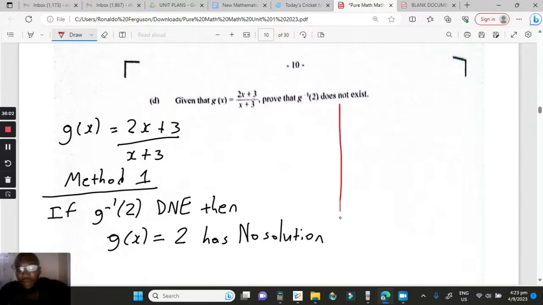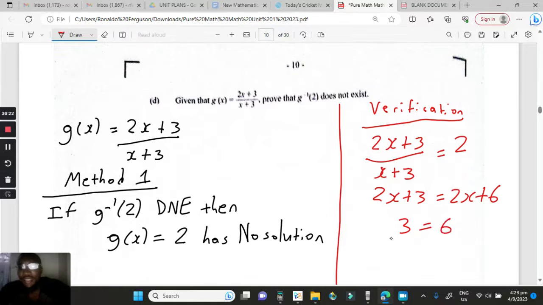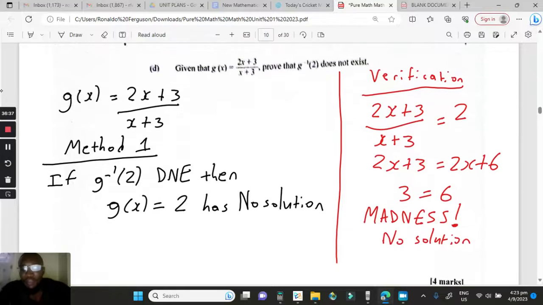That's the first method I want to do. So let's do it now. Here is the verification. We're solving 2x plus 3 over x plus 3 equal to 2. Cross multiply, we're getting 2x plus 3 equal 2x plus 6. 2x cancel, so we're getting 3 equals 6, which is madness. We know 3 can't equal 6, right? And so from that, no solution. Easy. This is just so easy to write on the paper for 4 marks.